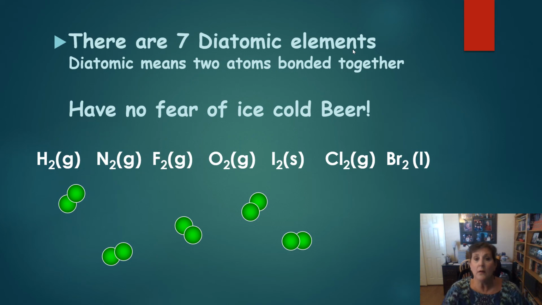Iodine was not a gas or a liquid, so it's a solid. So I2 gets an S after it in parentheses. It's a solid. The others are gases. Hydrogen, nitrogen, fluorine, oxygen, and chlorine are gases. So they get a G in parentheses behind them. So we need to remember our diatomic elements, and we need to remember which ones are solid, liquid, and gas. It's important.